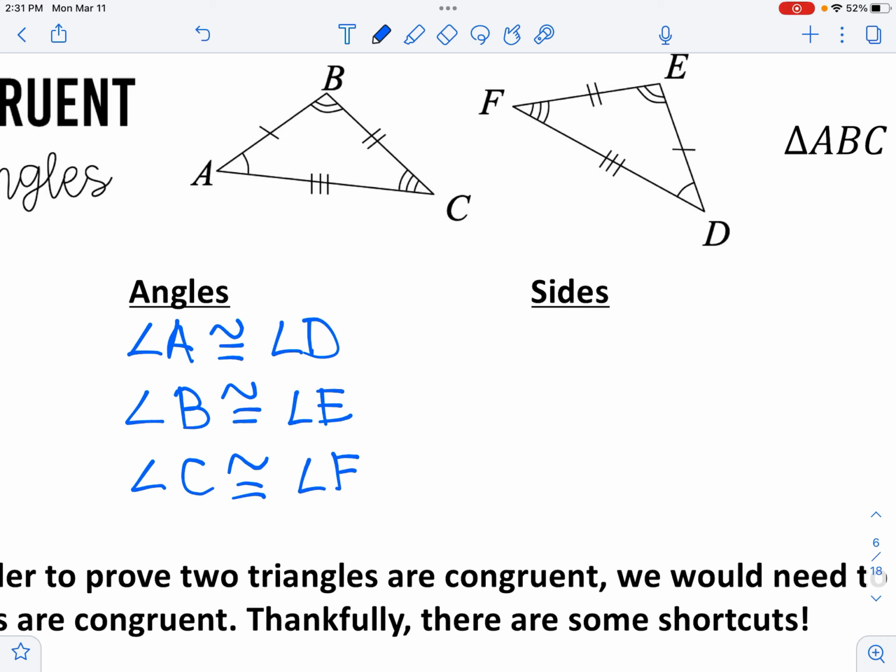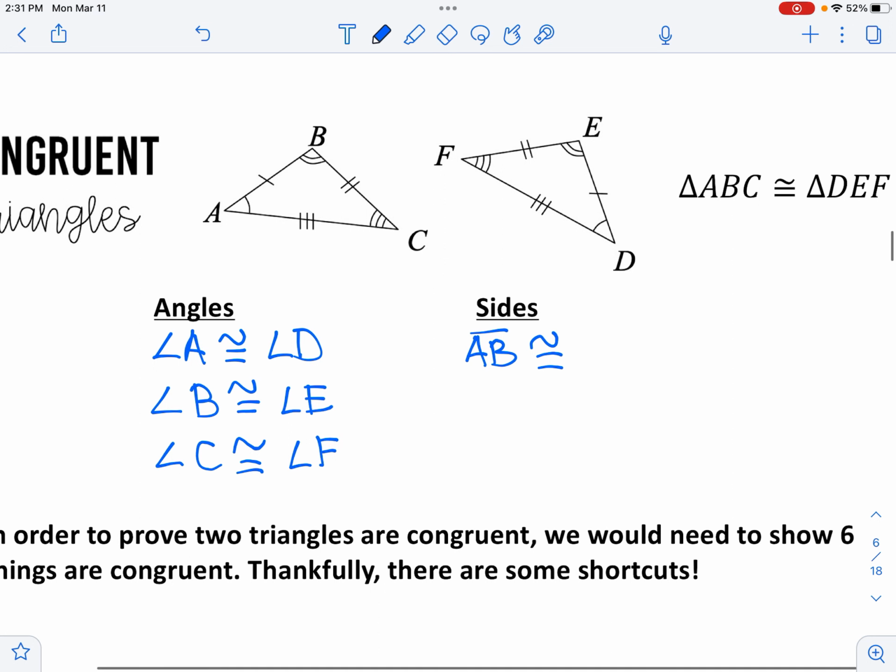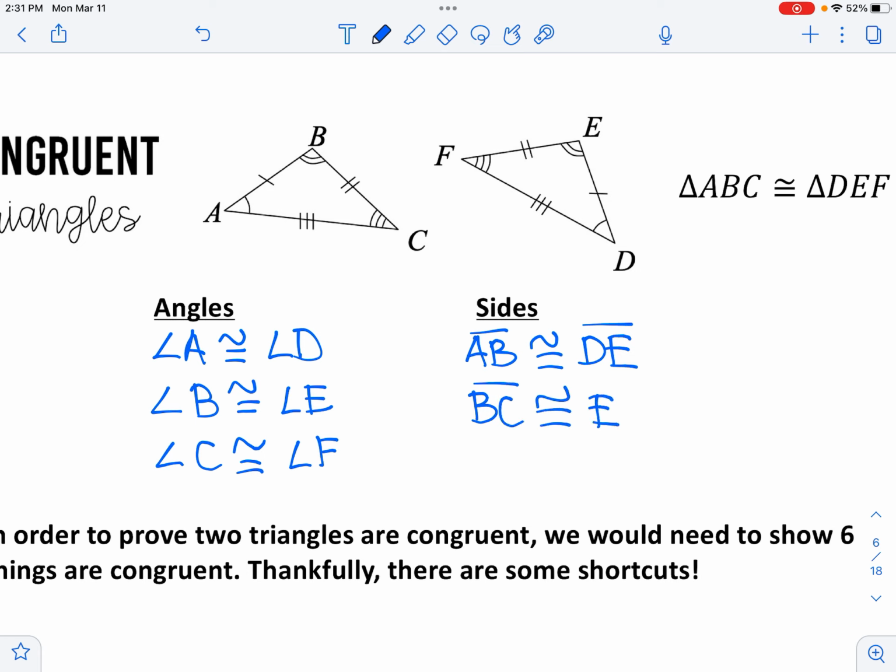The three sides would be like AB is congruent to DE. And then BC is congruent to EF. And then AC is congruent to DF.